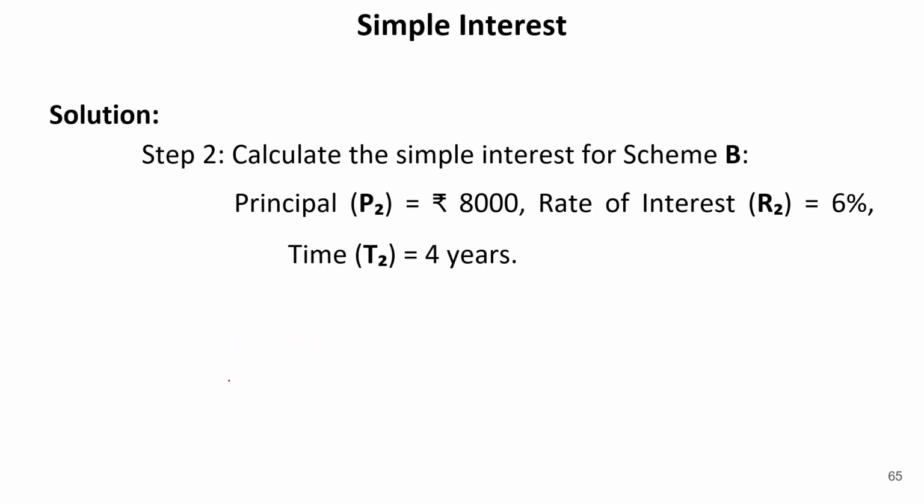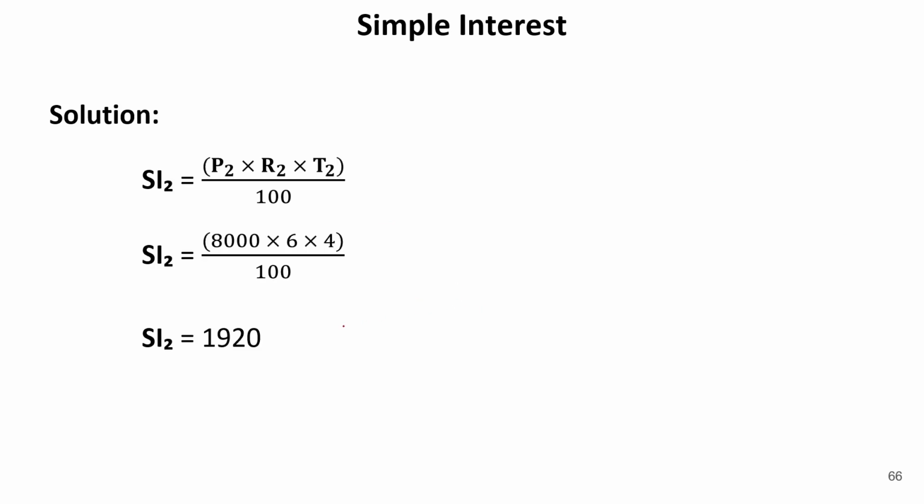Okay. So calculating the simple interest for scheme B, principal amount P2 is 8,000, rate of interest is equal to 6%, time is equal to 4 years. So 8,000 into 6 into 4 by 100 is the simple interest, right? That is equal to nothing but 1920.